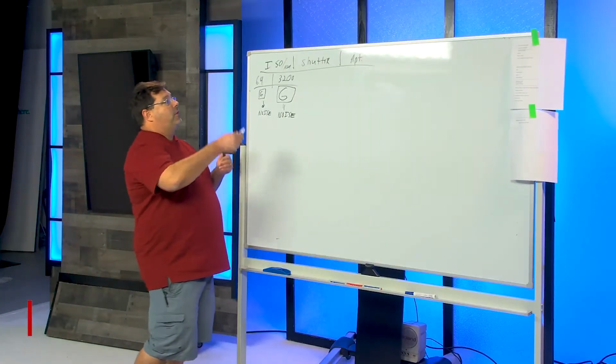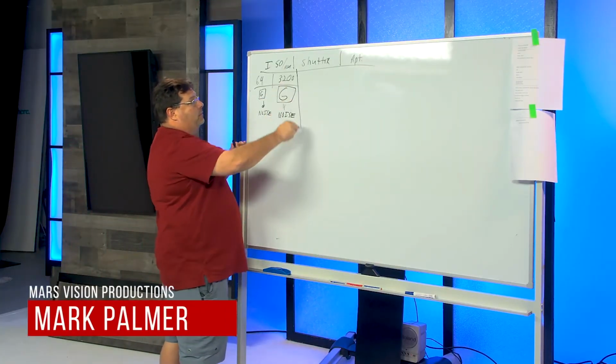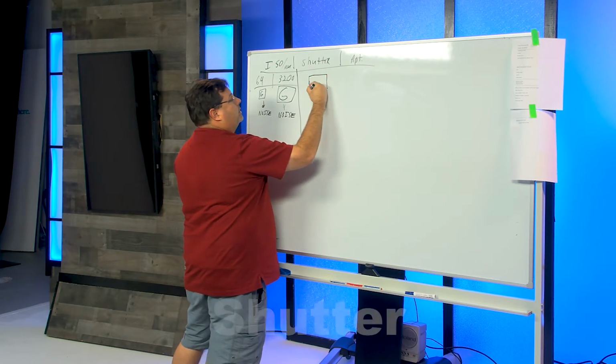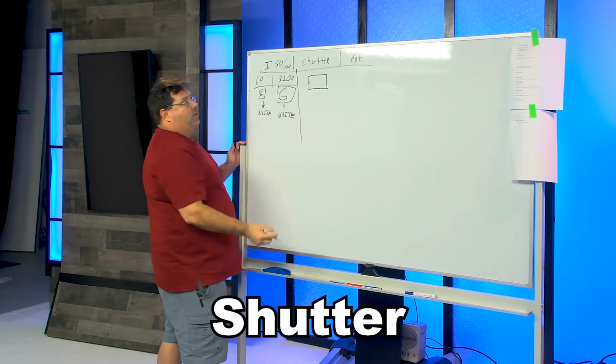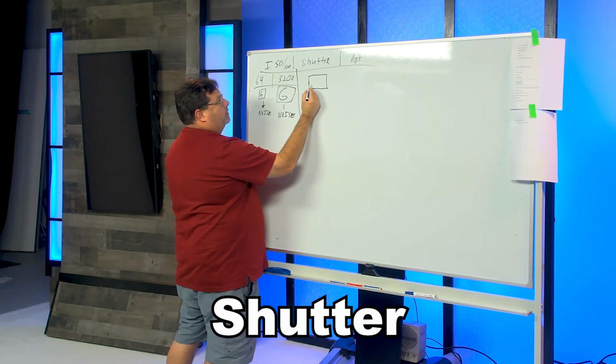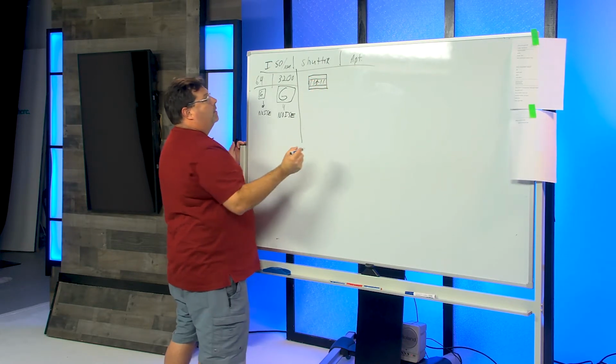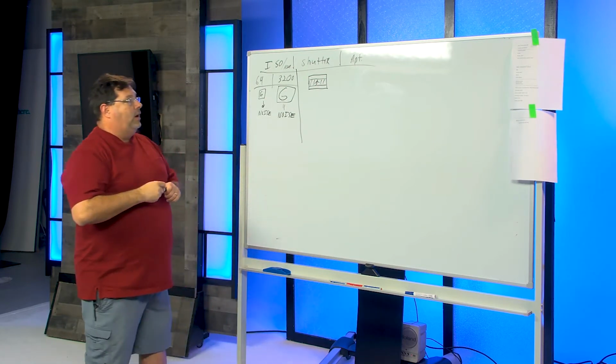Now that we know ISO, now we have shutter, okay? And shutter is just like this. This is a 35 millimeter camera, and the shutter opens like this, and the shutter kind of goes up like this, or down, and it leaves this space open, okay? Now this basically means how long this is open.